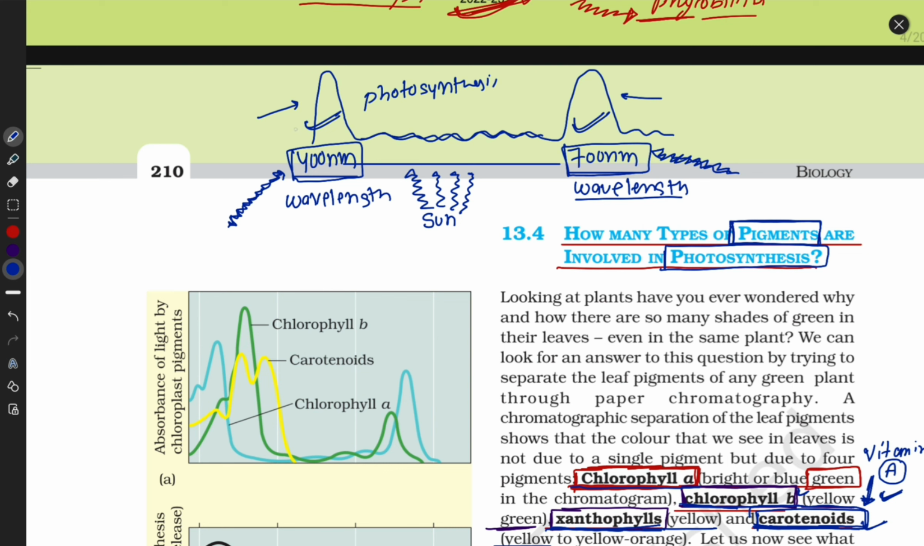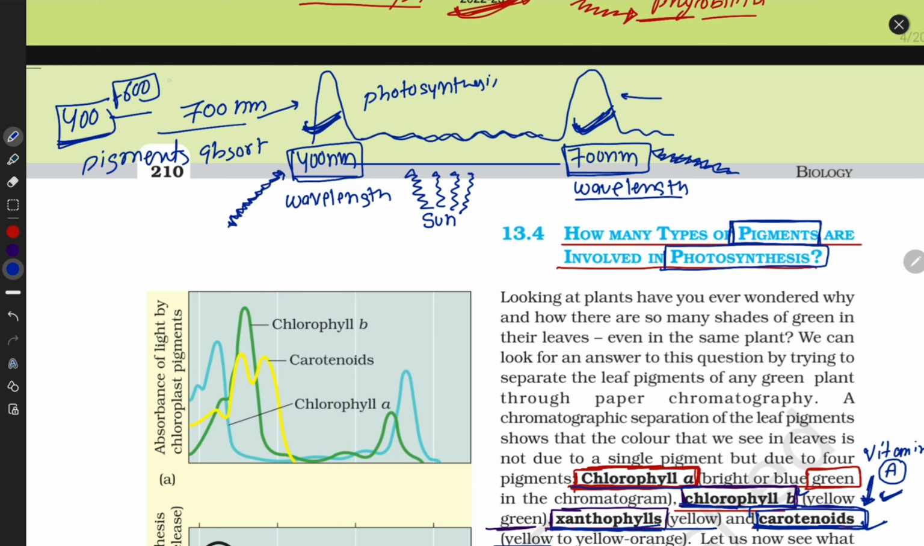So this range and this range, pigments absorb light in this range. They absorb 400 to 700 nm wavelength of light. Who absorbs? Pigments absorb. Some pigments absorb 400 to 600 light. Some pigments absorb 600 to 700 light.